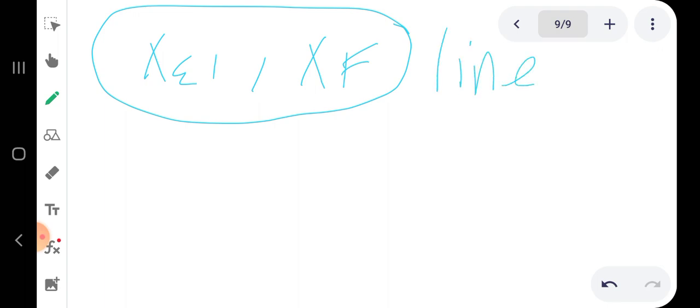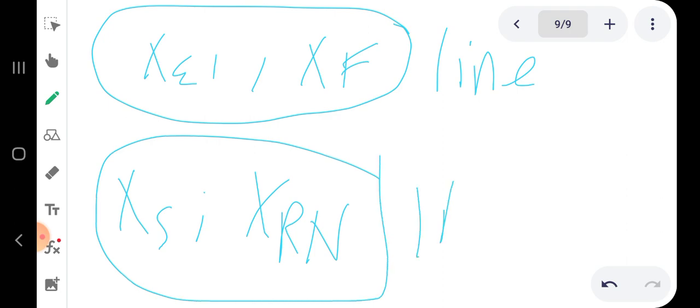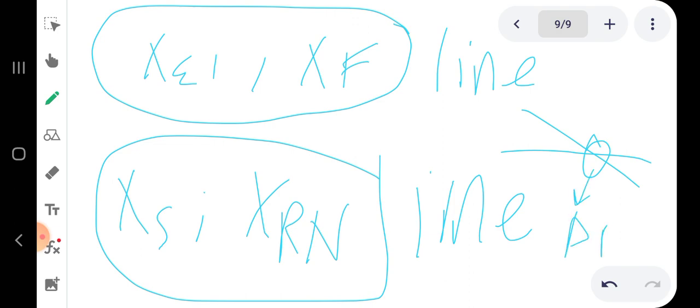Then what you do also, you look at your xs point and your xrn point. Okay, and then you draw a line between these two points. Then you have two lines. The intersection between these two lines is going to be your delta r, the difference point.